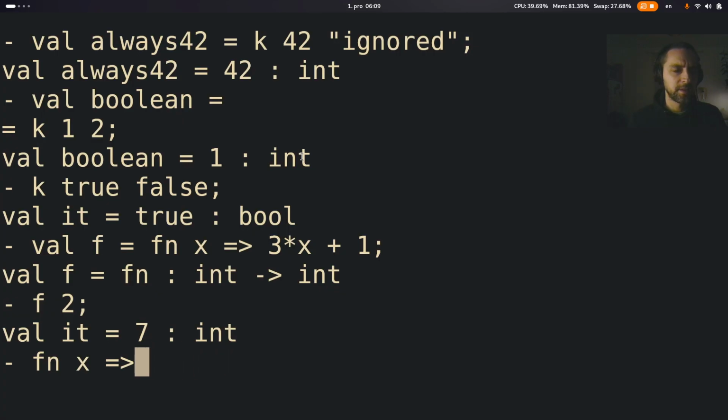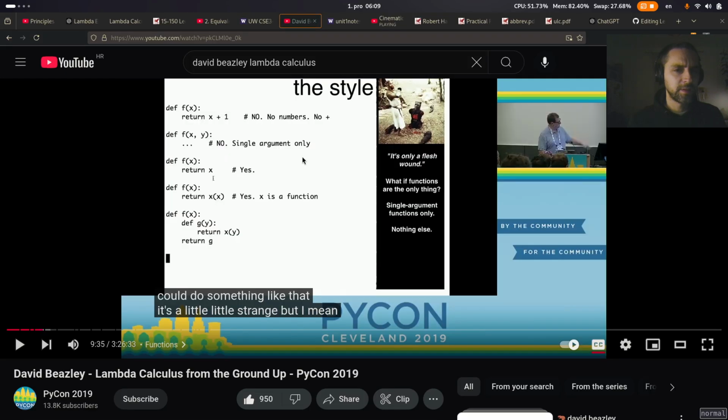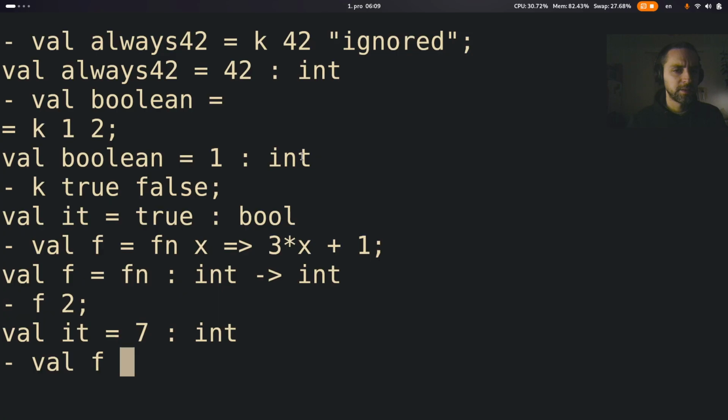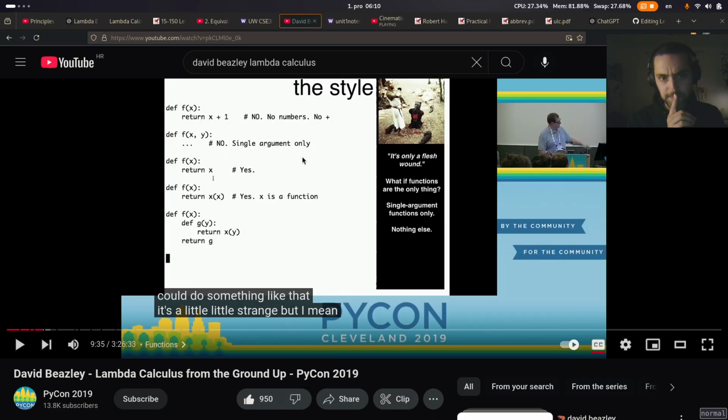Interesting. He's actually giving it a name. F of x, return x. He gave it a name. This was not an anonymous lambda function. Was that an anonymous lambda function in Python? I guess we're trying to def f.